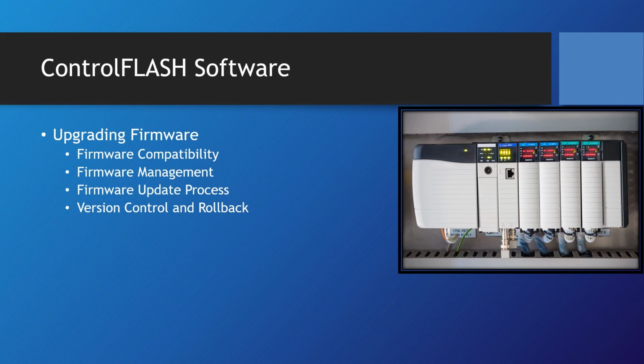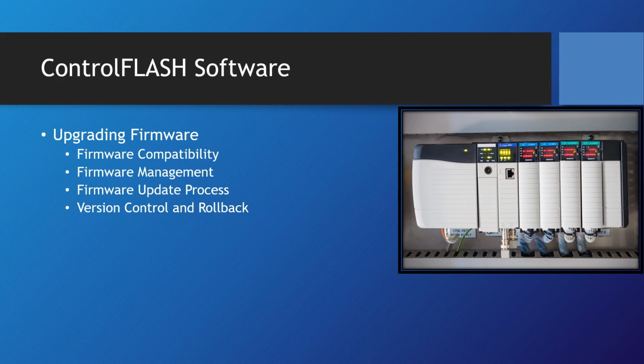Firmware update process. The tool guides the users through the firmware update process with a step-by-step interface, and ensures the appropriate firmware file is selected for the target device and verifies compatibility before initiating the update. ControlFLASH communicates with the device, transfers the new firmware, and verifies successful completion of the update process. Version control and rollback. ControlFLASH enables users to manage firmware versions effectively. It allows users to select firmware versions for installation, ensuring the devices are updated with the desired software.